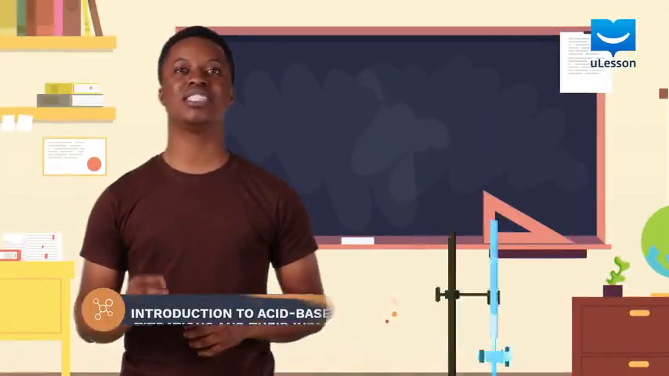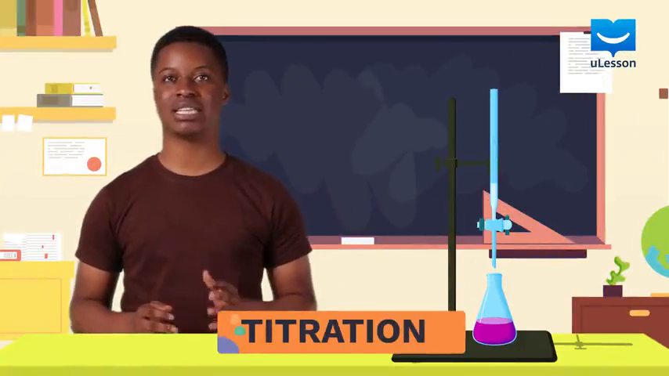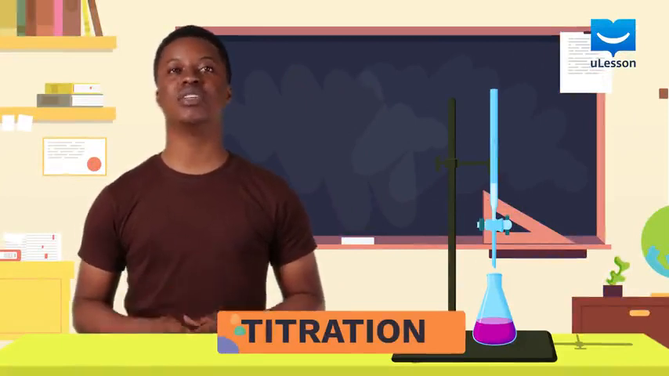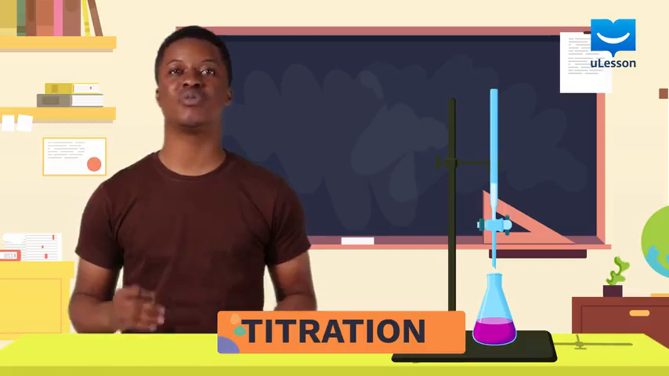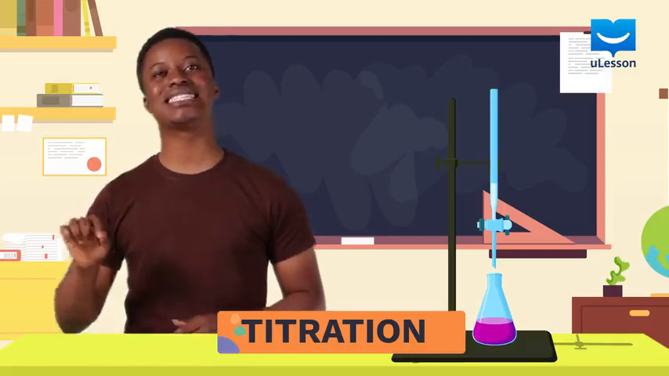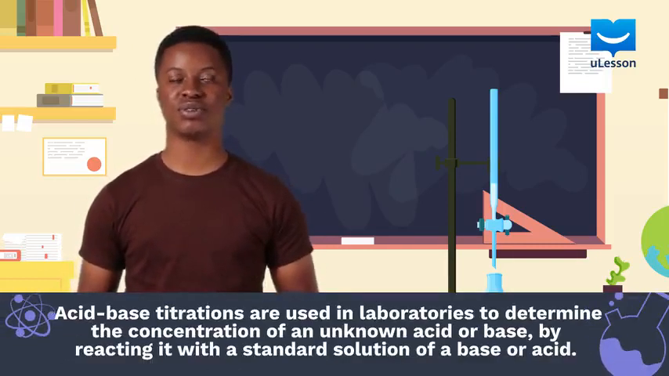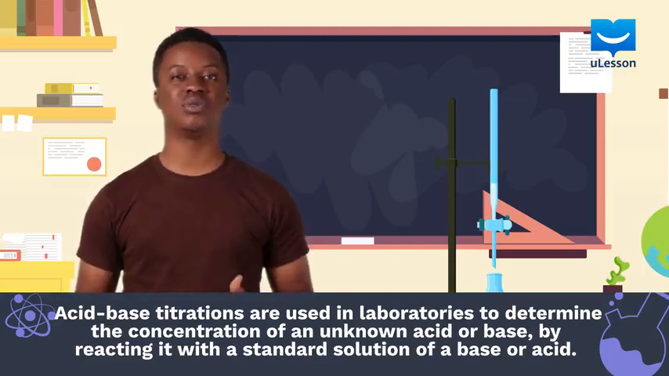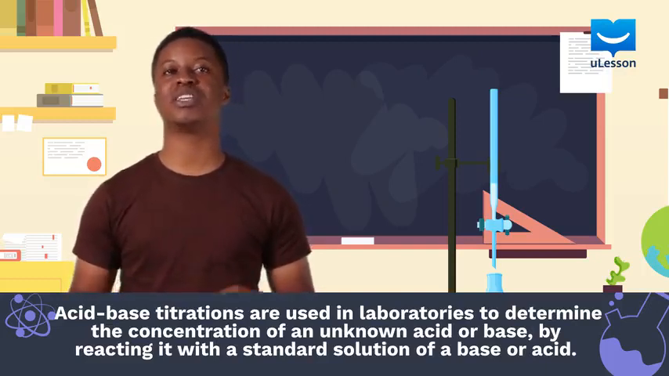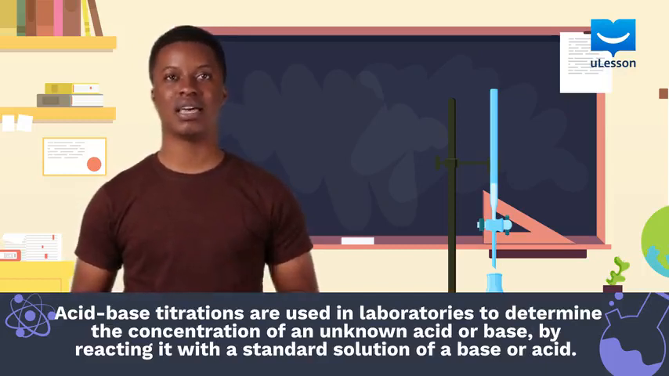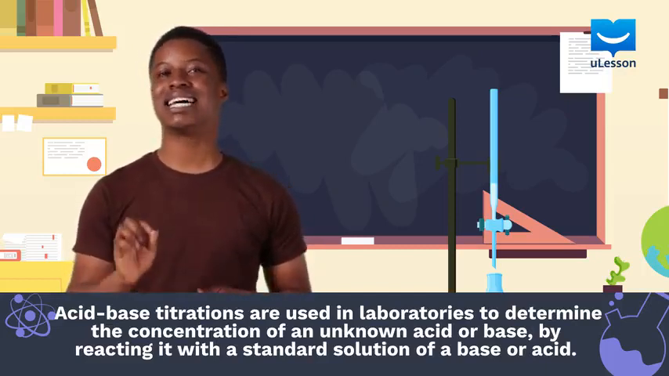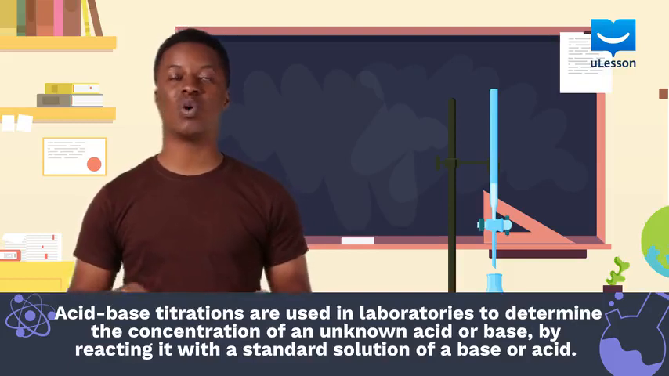So hey guys, we have gotten to understand that titrations are a form of volumetric analysis used to determine the quantity or concentration of a solution using a standard solution. In this lesson, we will commence our discussion on acid-base titrations, which are used in the laboratories to determine the concentration of an unknown acid or base by reacting it with a standard solution of a base or acid respectively.